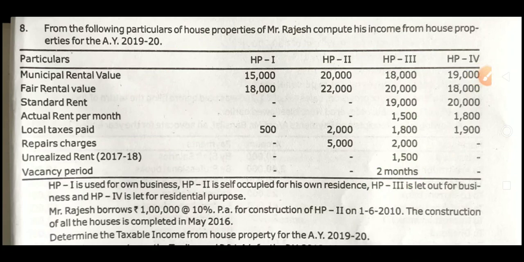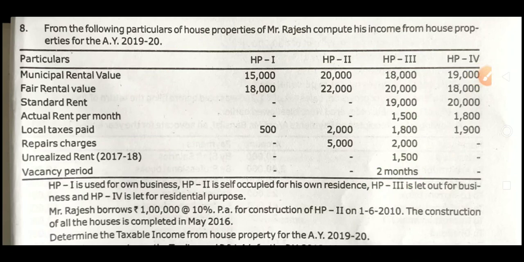And second, HP2 is self-occupied for his own residence. So the owner, that is Mr. Rajesh, occupied house property 2 for his own residence, so NAV is considered as nil. You have to take NAV as nil, and then deductions are allowed for that. Standard deduction is not applicable, only the interest on borrowed loan is applicable for HP2 because it is a self-occupied property for residence. And HP3 and HP4 are let out. HP3 is let out for business and HP4 is let out for residential purpose.